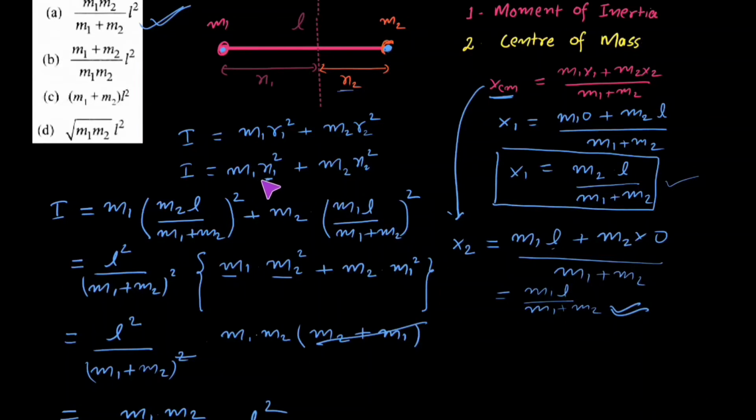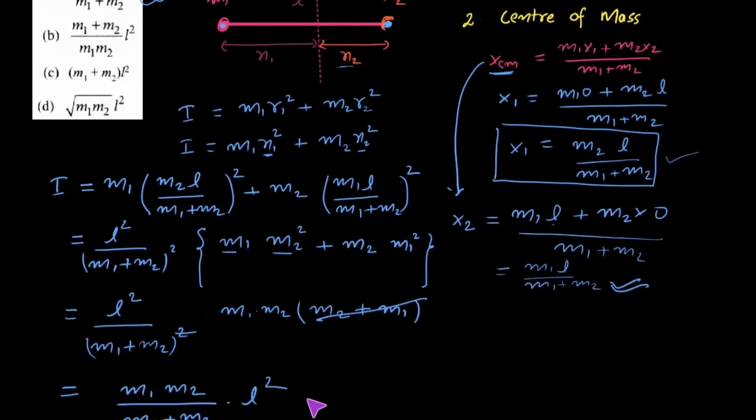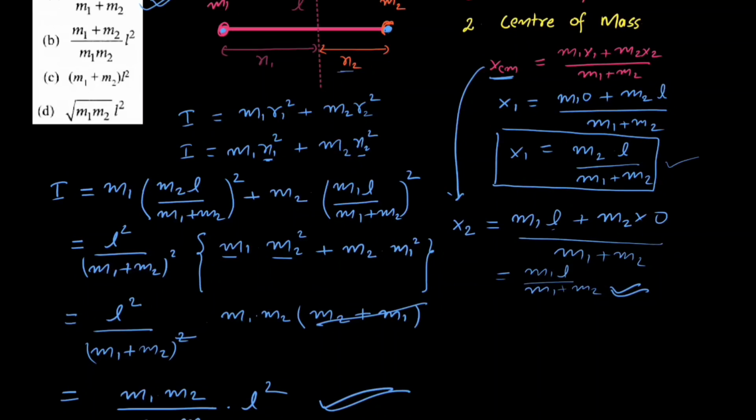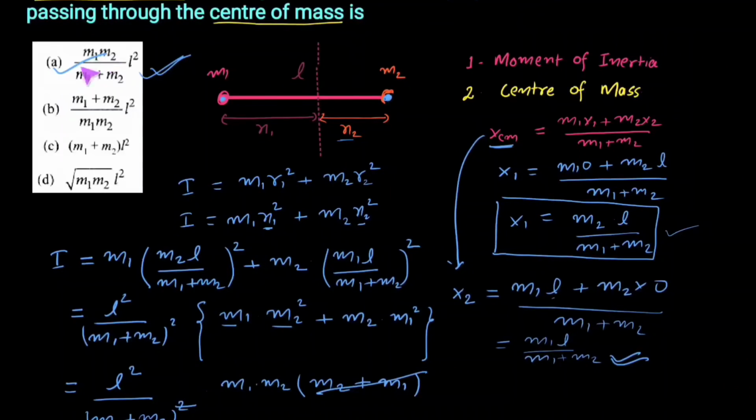Now what we have done, we have simply placed the values of x1 and x2 from the derived values, and with the help of a little bit of simplification, we got the value of the moment of inertia as this. And if we match our answer with the options, option number A is the correct one.